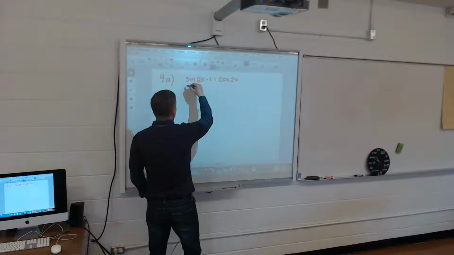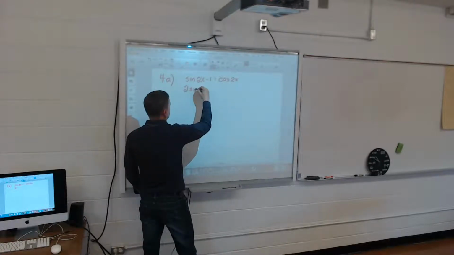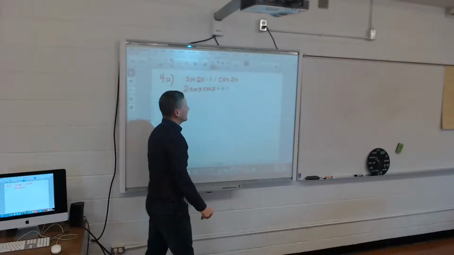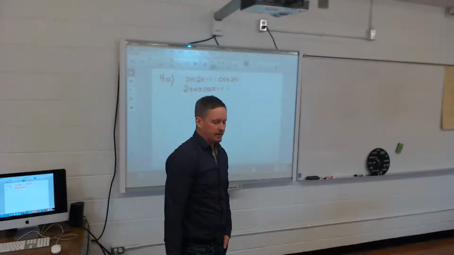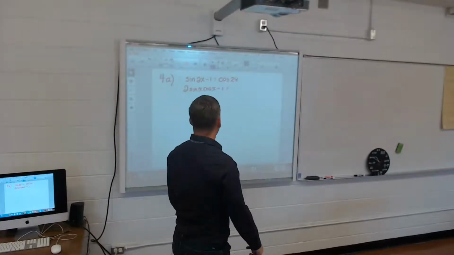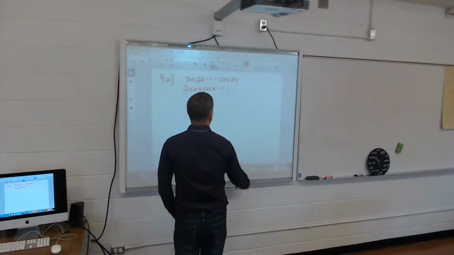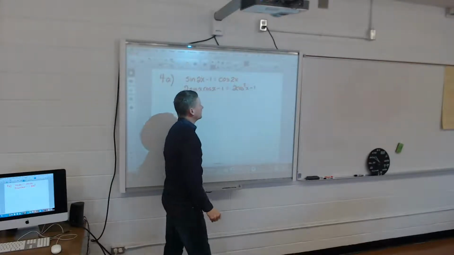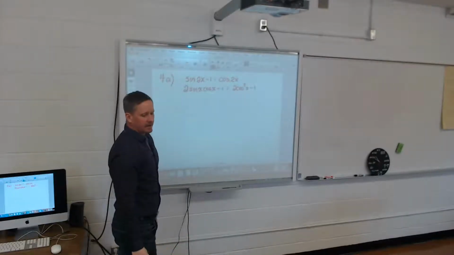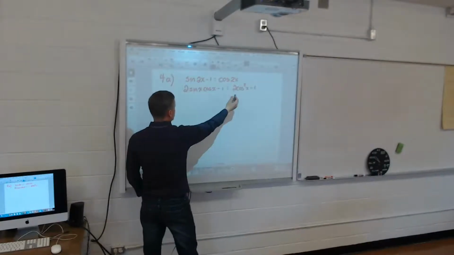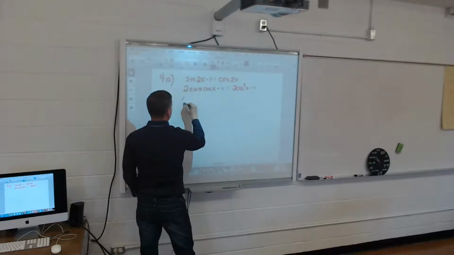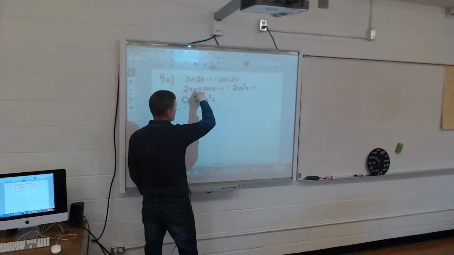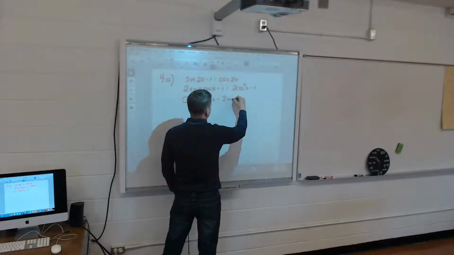So this one goes to 2 sine x cos x minus 1 equals. Now you have your choice of 3. It doesn't matter which one you use for any of the 3, but I'm going to use 2 cos squared x subtract 1. That's the first one. Okay, now I get everything to one side. So I get 0 is equal to 2 cos squared x subtract 2 sine x cos x.